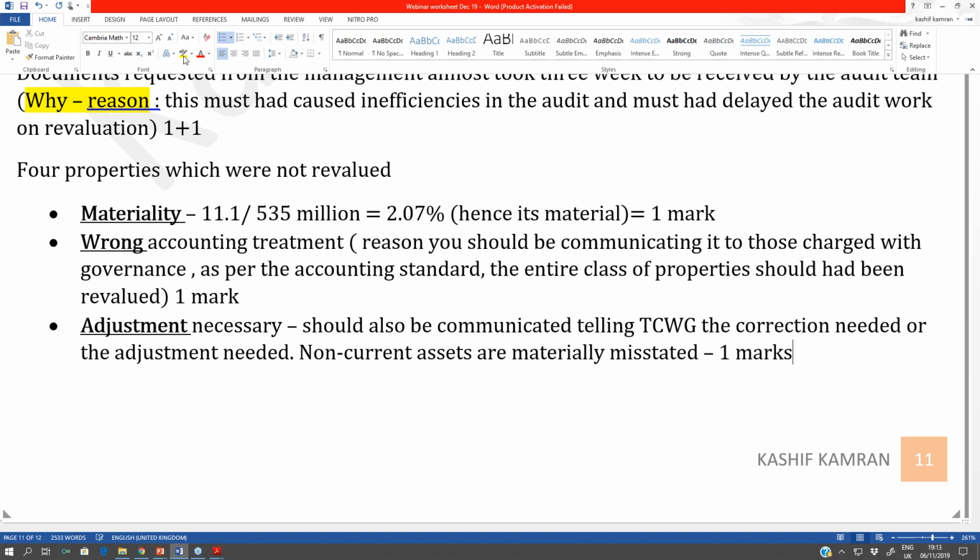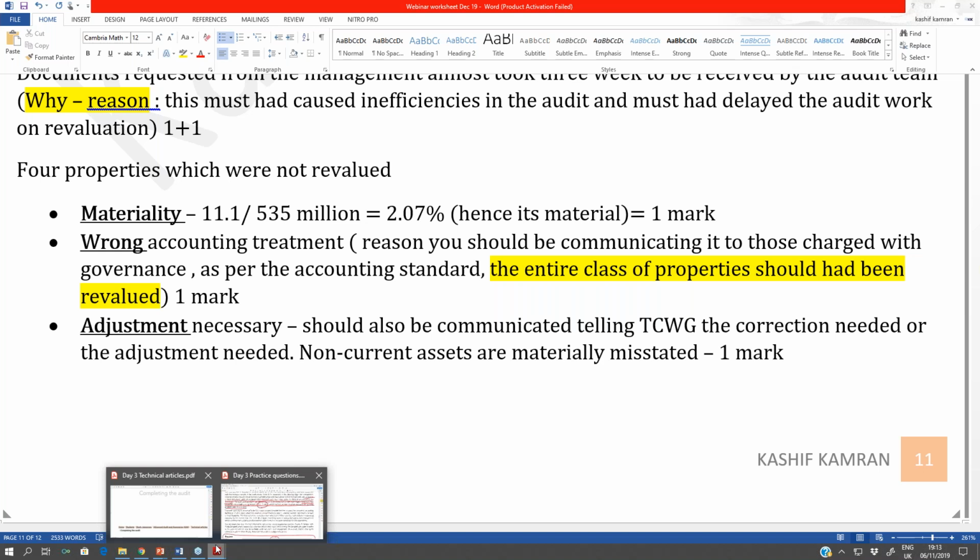I'm not solving the full 15 marks, right? You need to see the examiner answer for that. But I'm just giving you a clue that if you read the article and you do this exam paper, you get more confidence. Yes, I did mention that the entire class of properties should be revalued. When you're telling management the wrong accounting treatment, you're also telling management why it is the wrong accounting treatment, right? So you see this line over here.